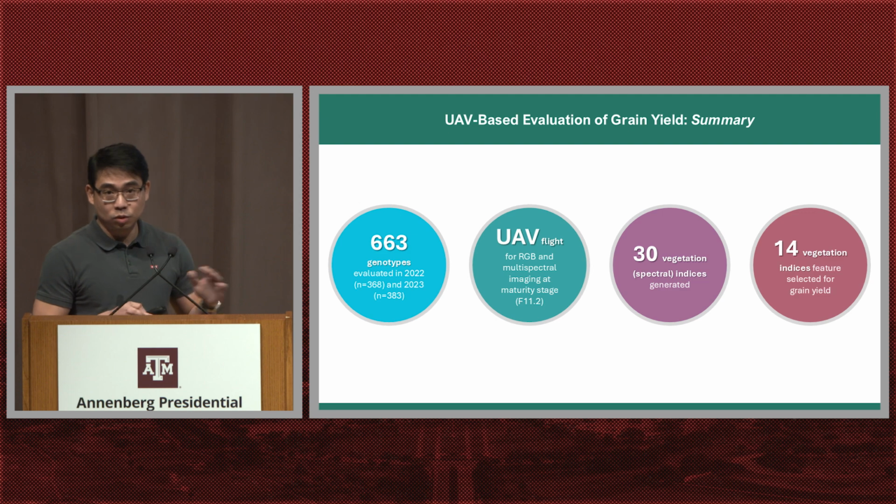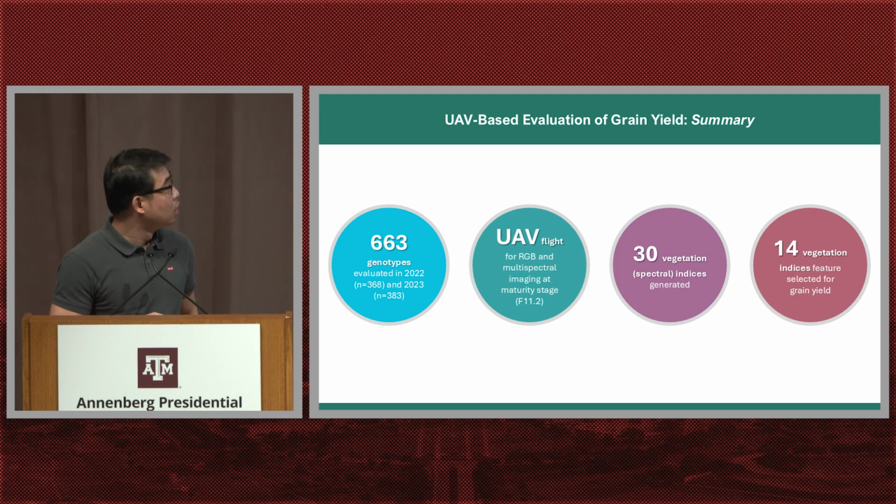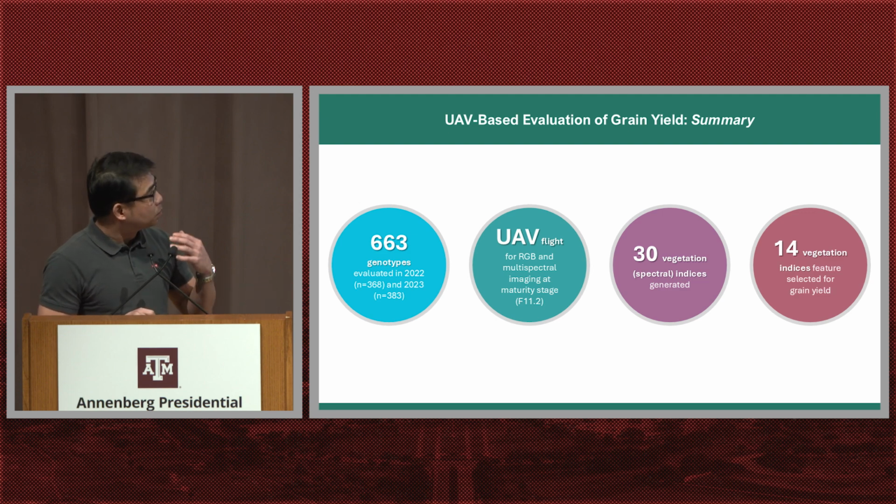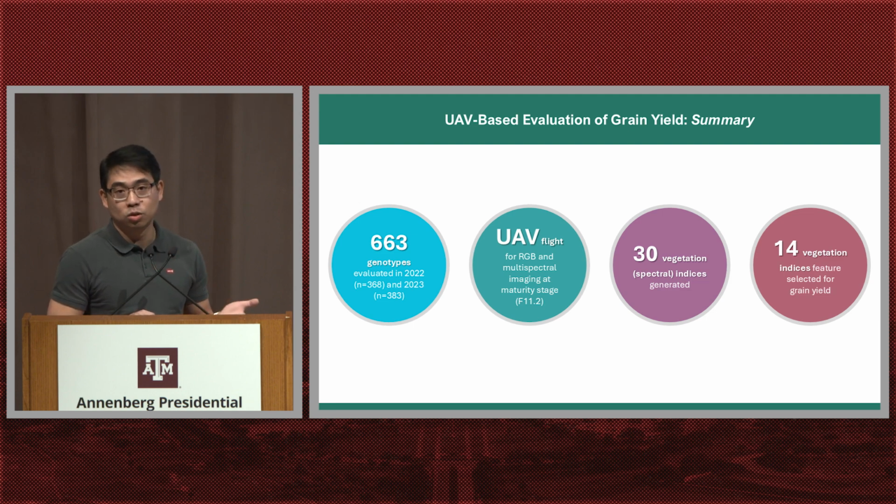So I'm going to jump right ahead into the summary of the phenomic evaluation, the UAV flights, and grain yield. I have a total of 663 genotypes that were evaluated in 22 and 23. By the way, these genotypes are primarily different. There's only about 50 genotypes represented in both years, since this is an active breeding trial. It is composed of primarily advanced breeding lines and preliminary breeding lines.